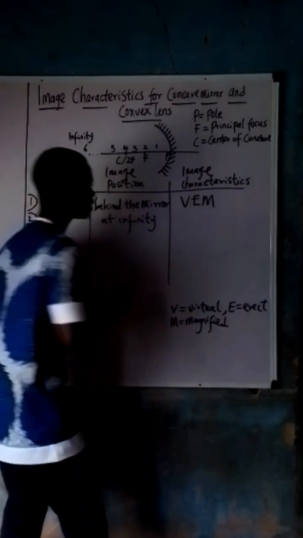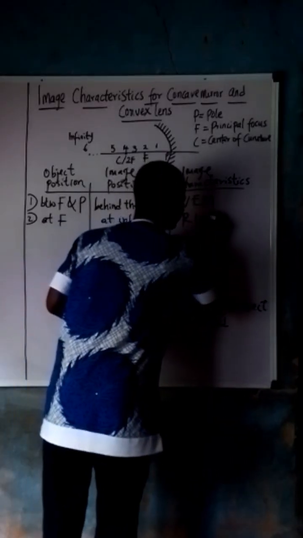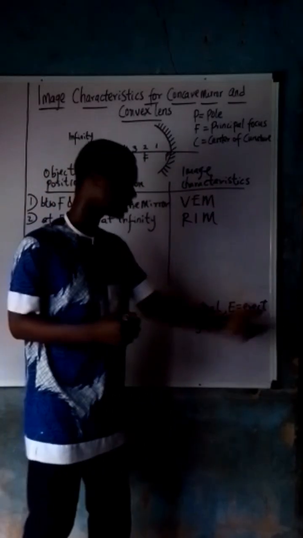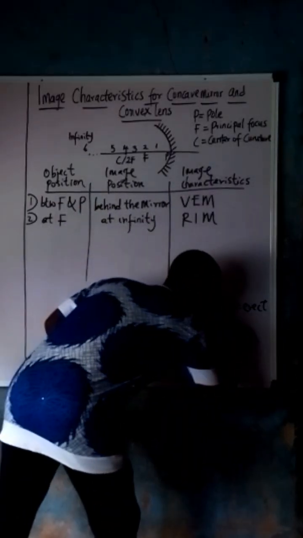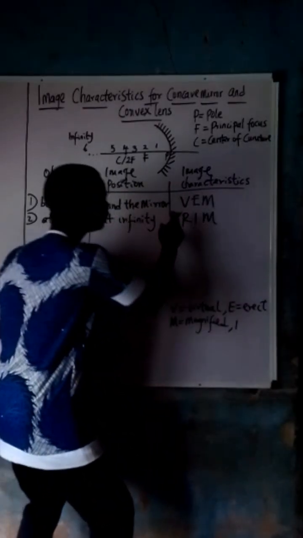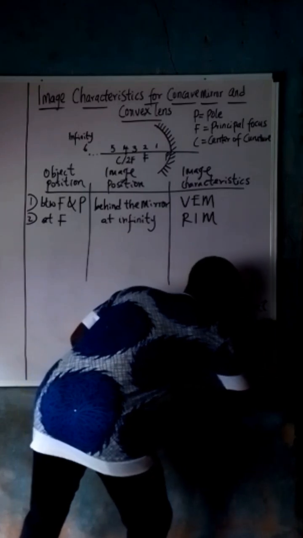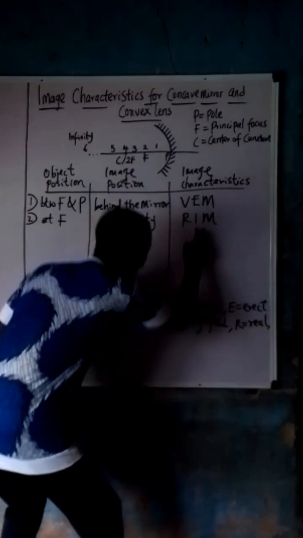How will the image look? It will be real, inverted and magnified. What did I say? Real, inverted and magnified. So I will add it. We have already written V, E, and M, so let's just add R. Arrow equals R, okay? Then I equals what?